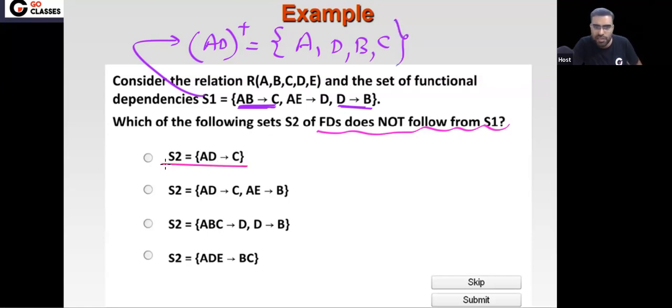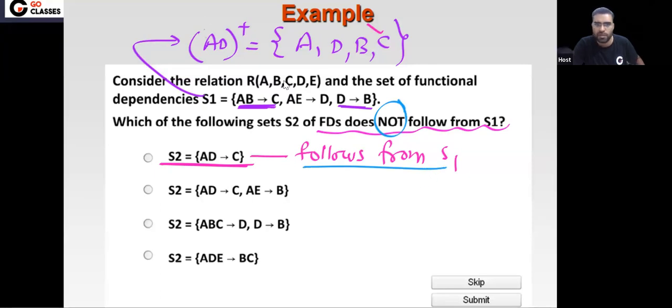Yes, this can be inferred. AD can determine C. So actually this can be inferred. I can say this follows from S1, right? The question is asking which does not follow. So this is what the question is asking. So this follows from S1.